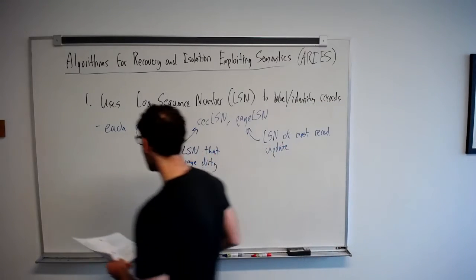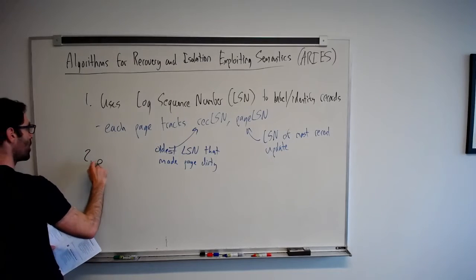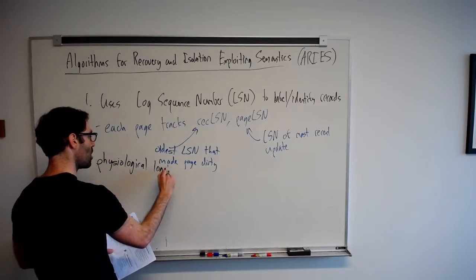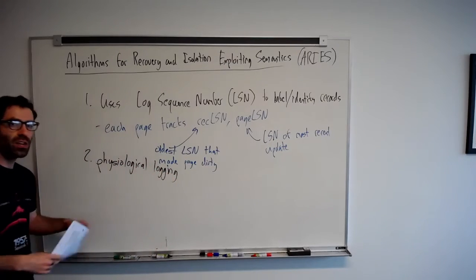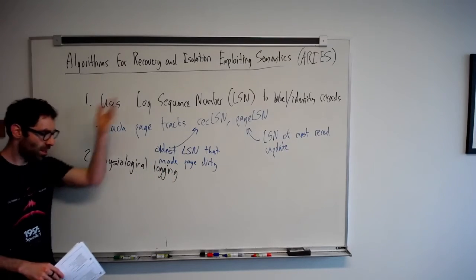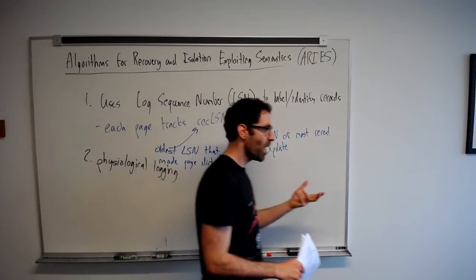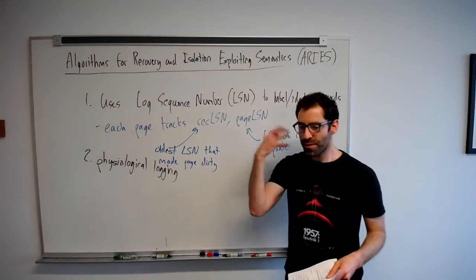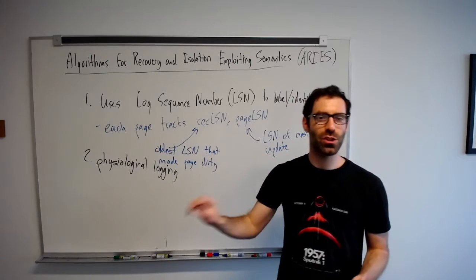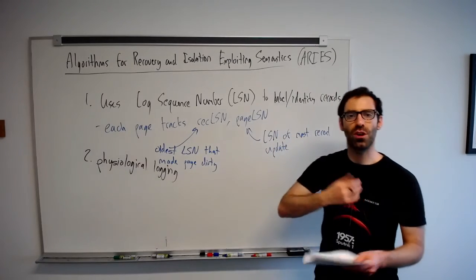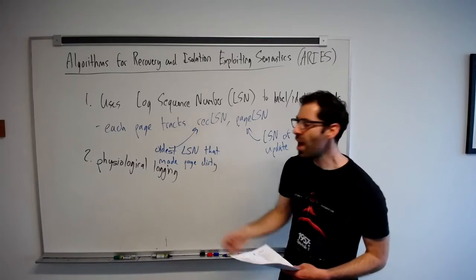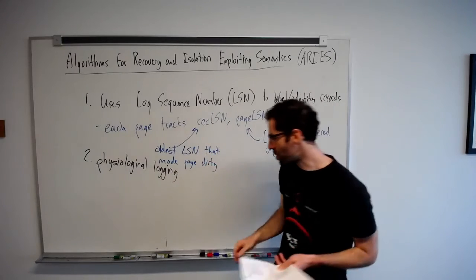So another important change is a particular kind of physiological logging that a database using ARIES does. And if you remember from the logging video, we had physical logging, where we're logging the exact bytes that changed with each update. We have logical logging, where we're just logging the SQL statements and nothing about the physical representation. And then physiological logging is a hybrid of the two.